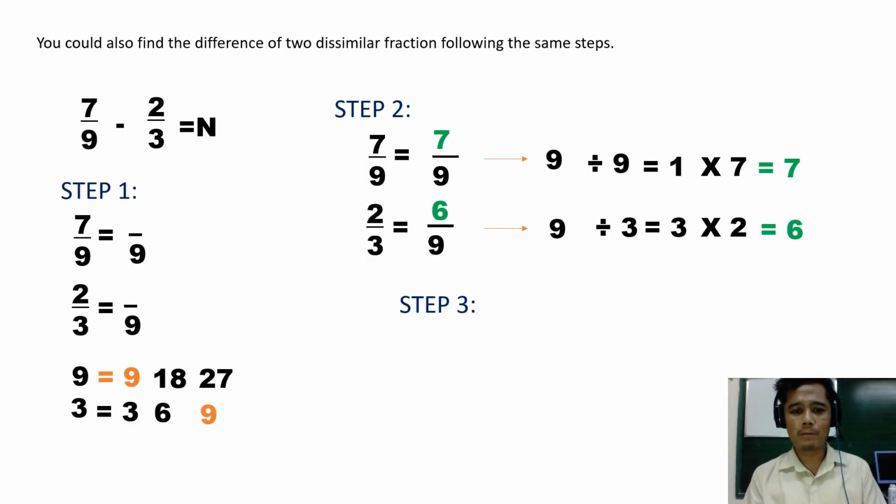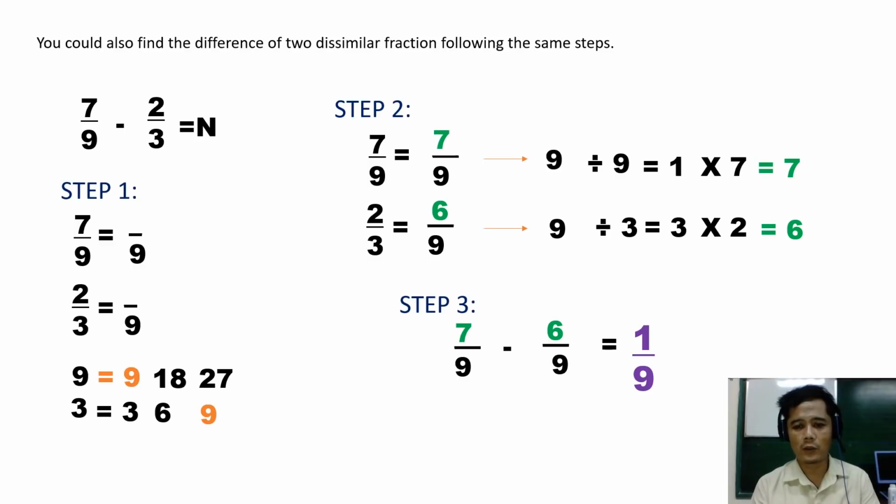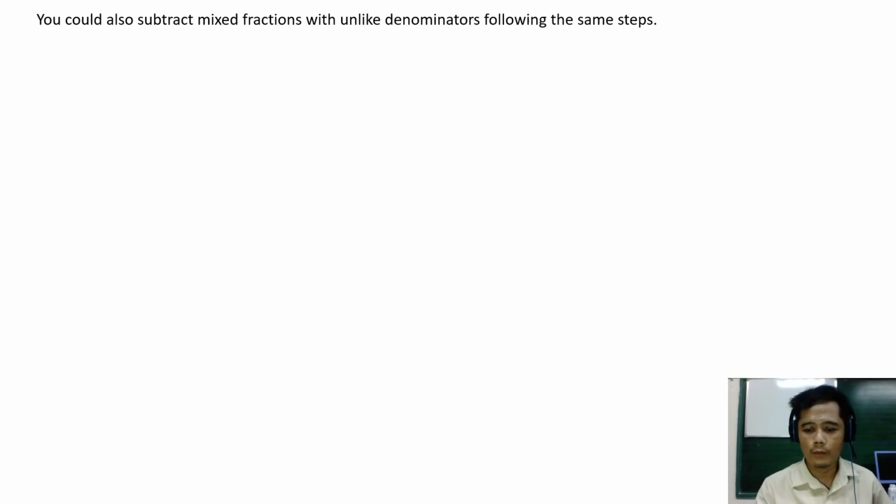Okay, next step, step 3. Since parehas na po sila ng denominator, ima-minus na lang po natin ang numerator. So, 7 minus 6 is equal to 1. And same denominator, 9. So, the answer is 1 over 9. 1 over 9 is the difference of 7 over 9 and 2 over 3.